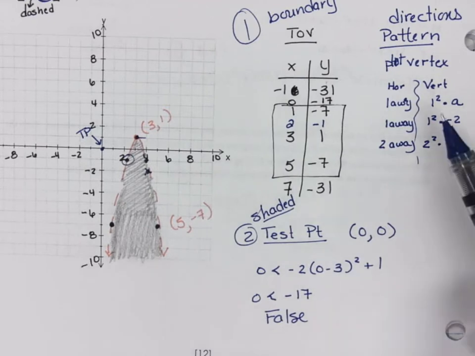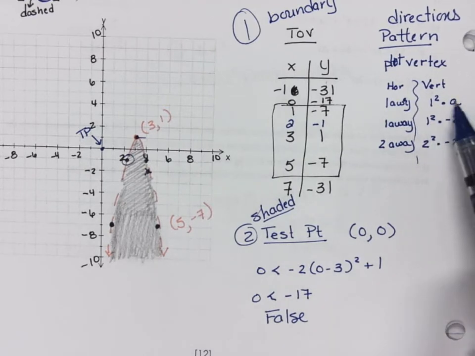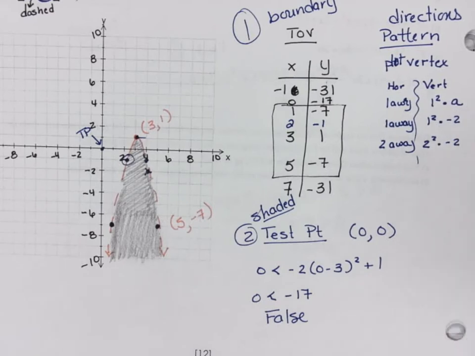This is really good when you have no A values. Like when the A value is 1, it's nice and easy. It's like 1 away, 1 squared down. 2 away, 4 down. 3 away, 9 down. 4 away, 16 down, right? And if the A was positive, we'd be going up.